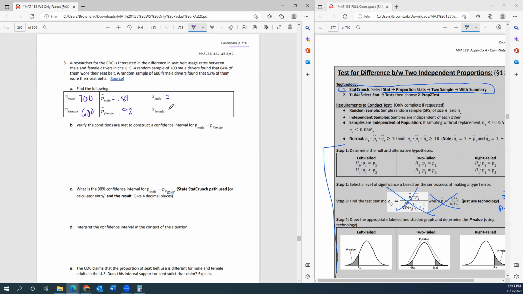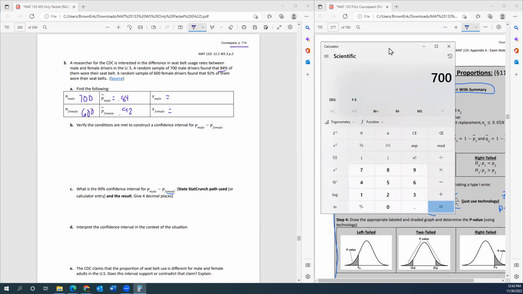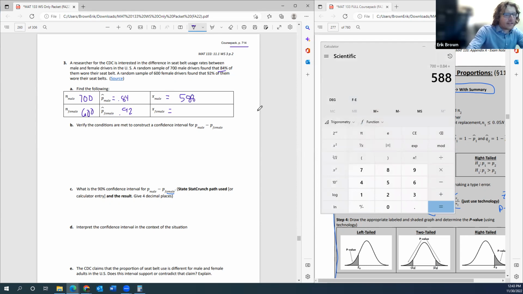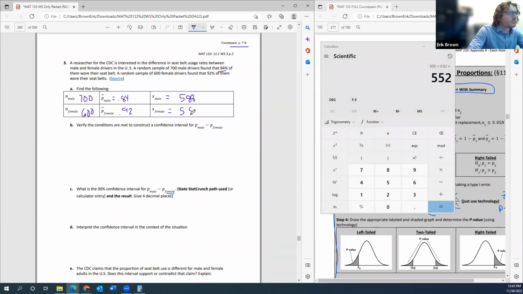Oh, correct. Wait, how did you do that? Oh, because it's for that A. I did it backwards. I put the X as the percentage. So we should have multiplied that. You're right, p hat times n. I just put 588 as the p hat. No worries.